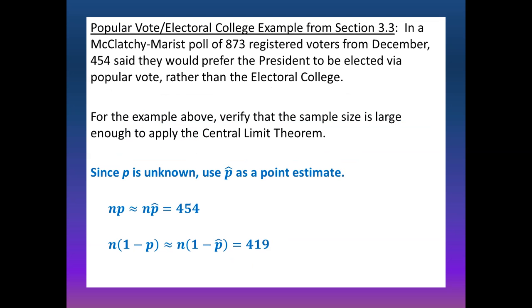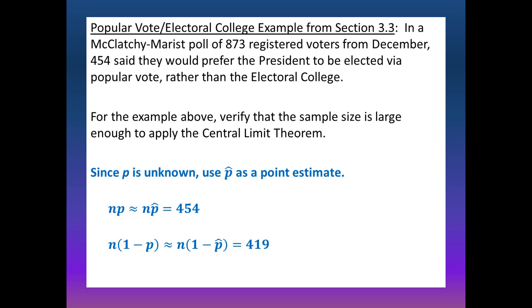In this example, we want to make sure we have a large enough sample size to apply the central limit theorem. Since p is unknown, we're going to have to use p hat as a point estimate. This is typically what happens for confidence intervals because you're not going to have p if you're trying to estimate it, and you do need a point estimate to be able to simplify those little formulas, the n times p and the n times (1 minus p). And that's the logical point estimate, is to use p hat, the sample proportion.